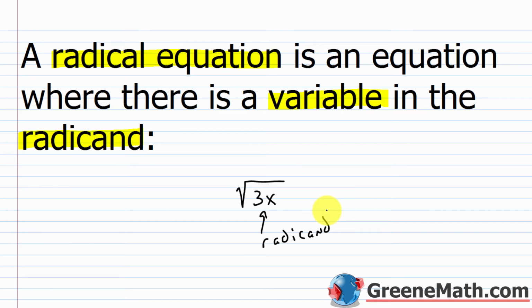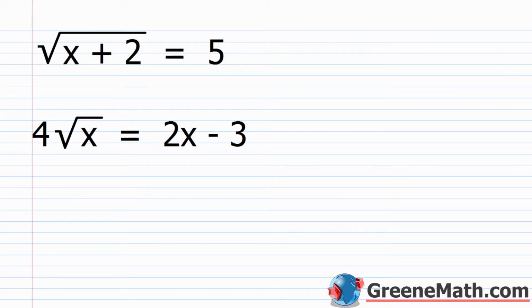As an example, we see something like the square root of x plus 2 equals 5. In your radicand, you have that variable x. As another example, we have 4 times the square root of x is equal to 2x minus 3. Here, the radicand just consists of x, but that's a variable, and so this is a radical equation.